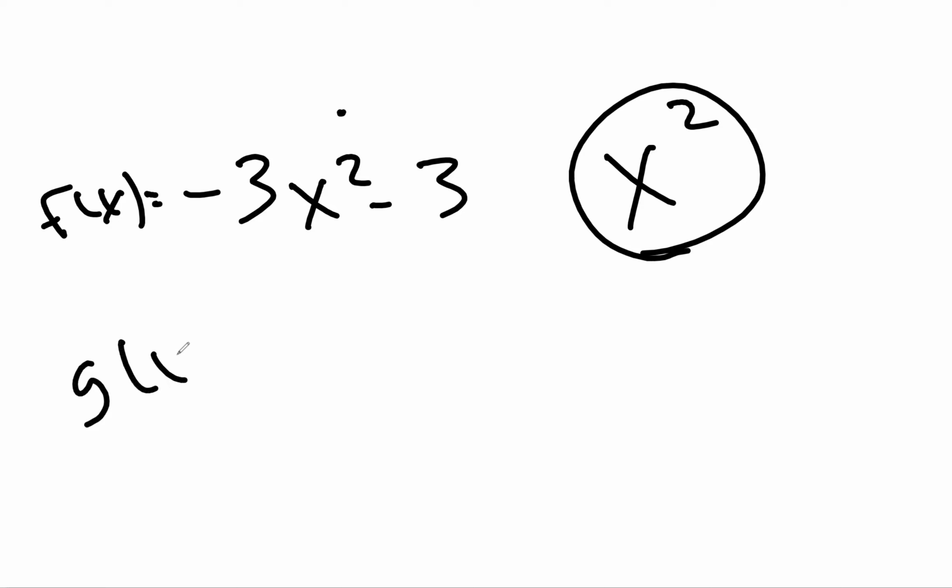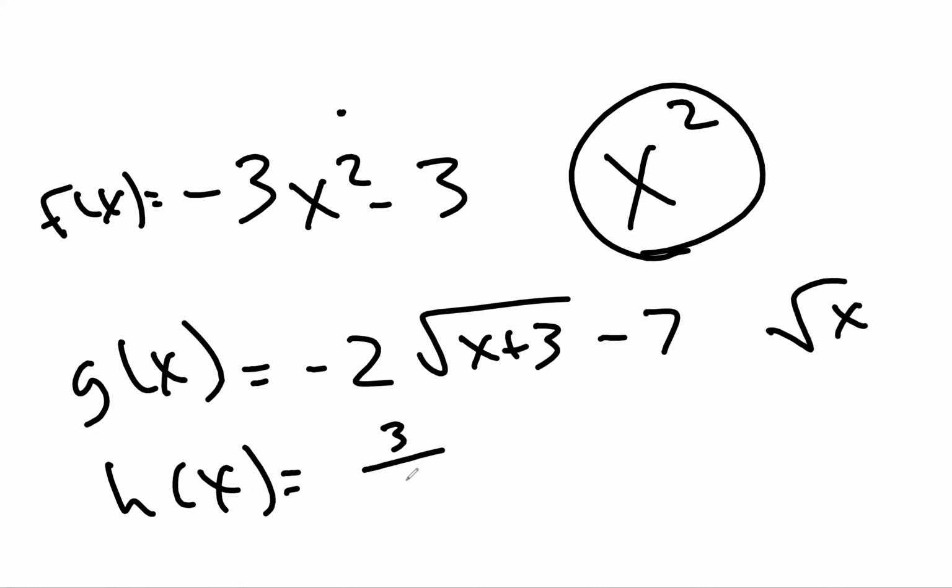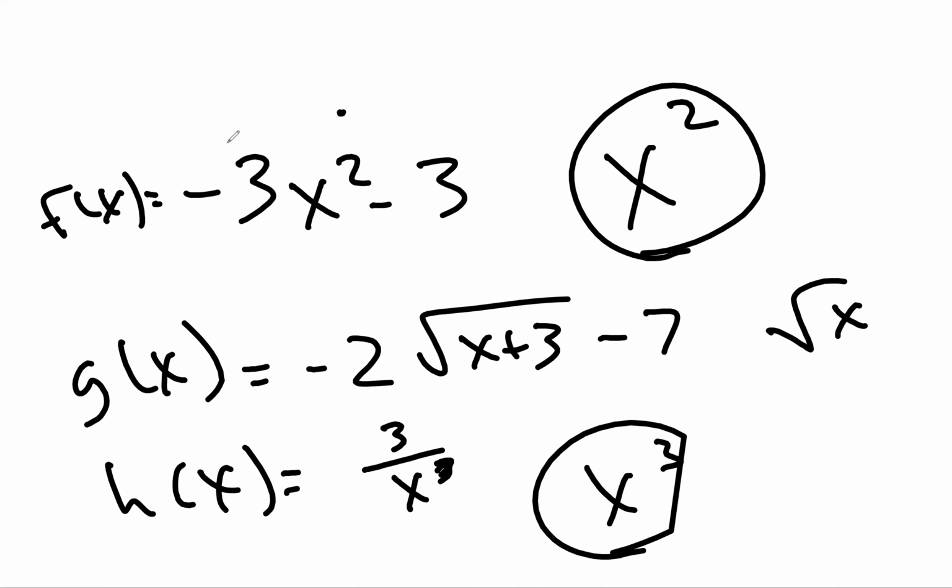Okay, how about this one? How about g of x equals -2 square root x plus 3 minus 7? What's the parent function in this guy? Square root. Yeah, and so you can see that these things might look a little differently. Okay, last one. How about h of x equals, let's say, 3 over x to the third? Cubic. Yeah, it's the cubic. So when we are given all these different types of functions, it's pretty easy for us to pull out the parent function. Do you agree with that? Are we ever going to have a function where there's more than one parent function in it? Nope. There will only ever be one parent function for us to deal with, okay?